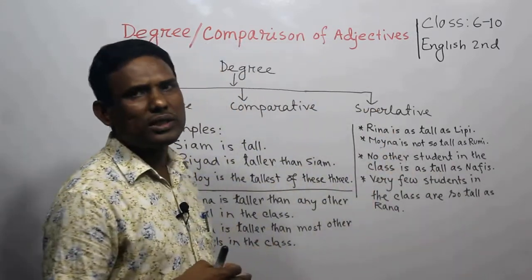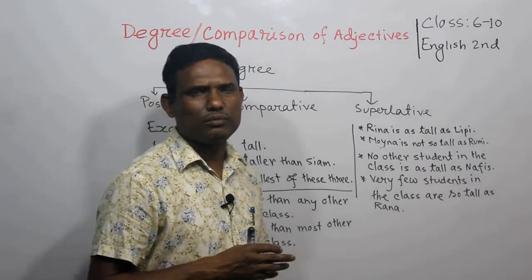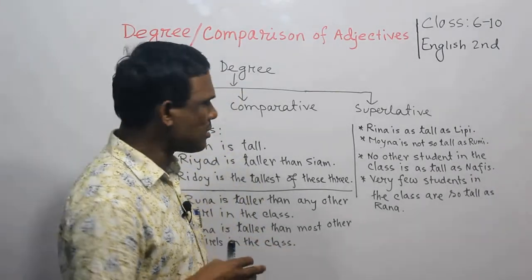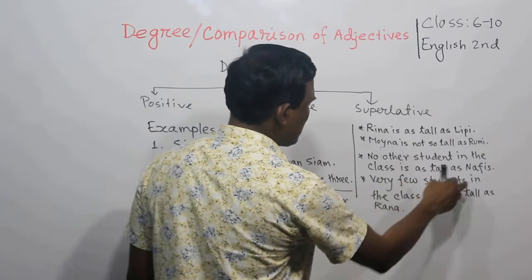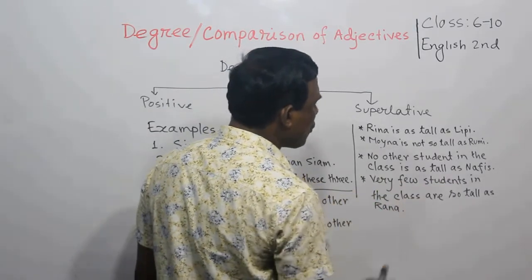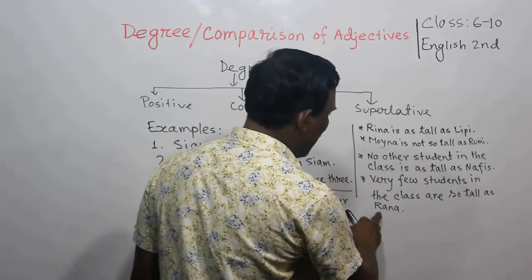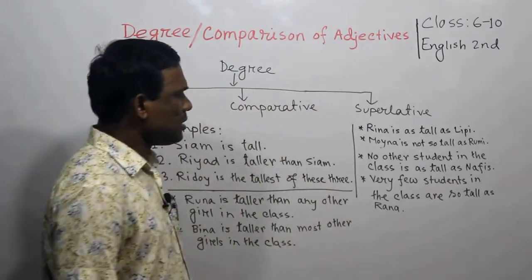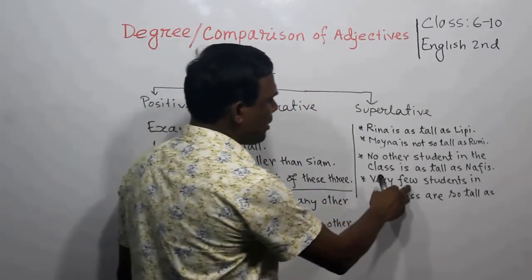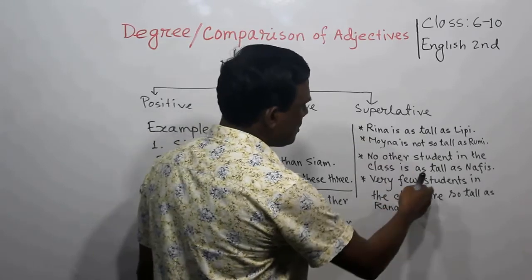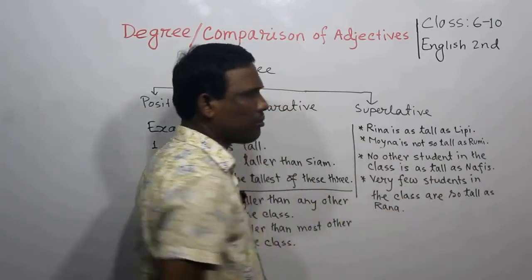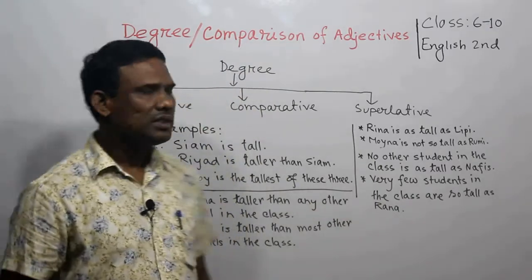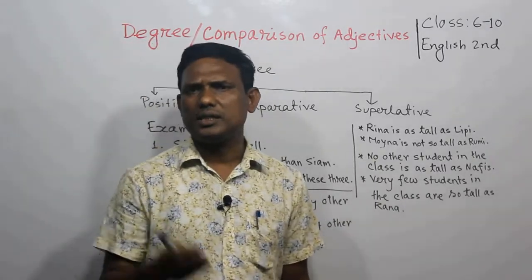You know, the class comprises more than one student. Another example is very few students in the class are so tall as Rana. You can see very few is followed by a plural subject, and the plural subject is followed by a plural verb. Now have a look at the sentence number 2 again.